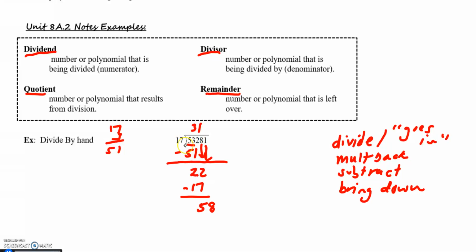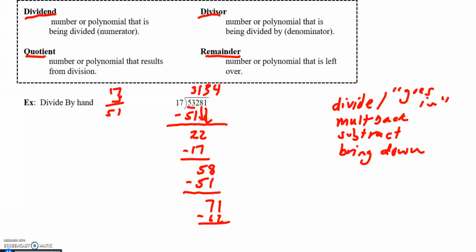17 times 3 would again be 51, and that's the closest we can get to 58. So we put another 3, multiply 17 times 3 to get 51. We then subtract these numbers and get 7. 17 does not go into 7, but if I bring down the 1, it could go into 71 a certain number of times. To figure out those number of times, I'm going to do some multiplication over here.